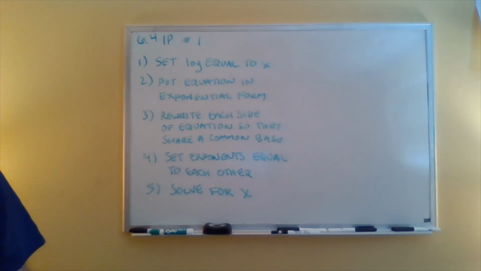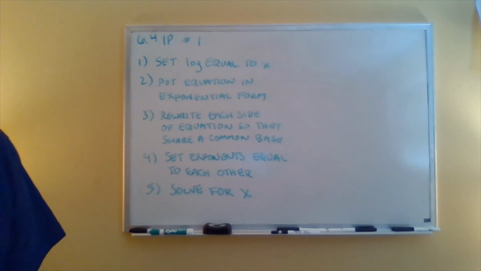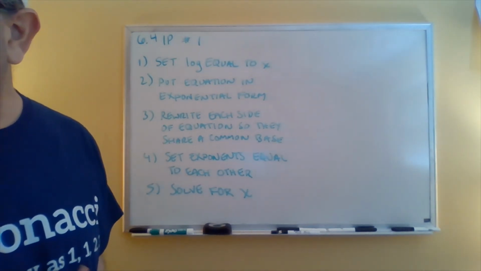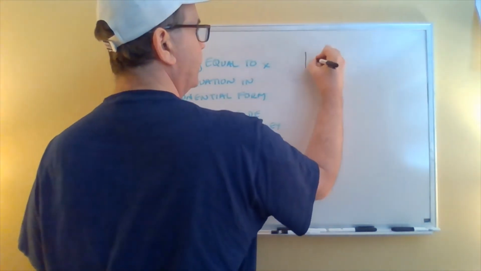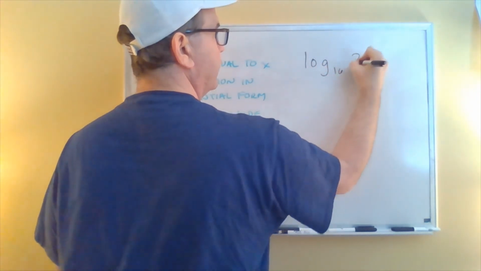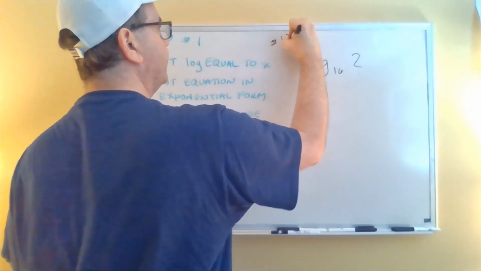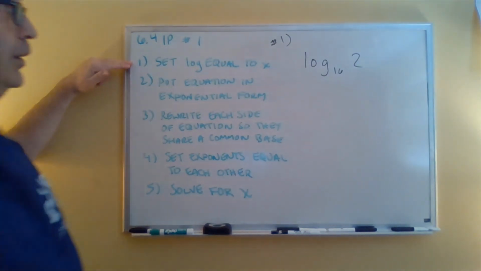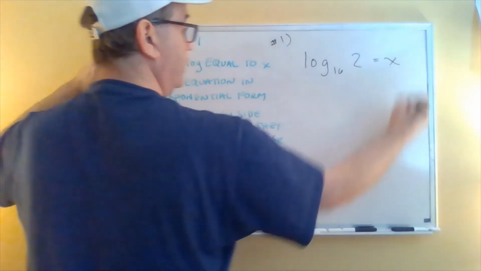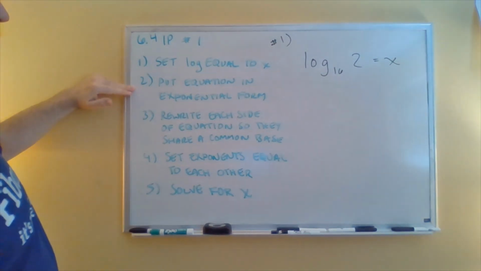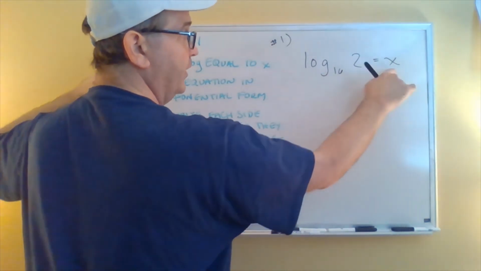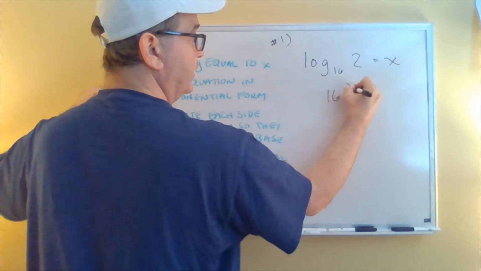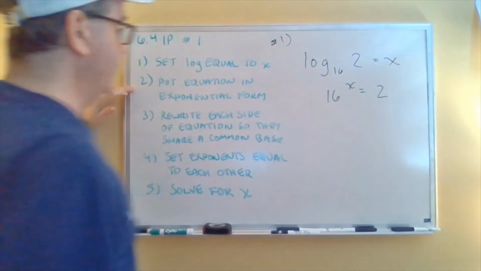So our first number, number 1, is log base 16 of 2. First thing we do is set our log equal to x. Then we put the equation in exponential form. Remember, this is our base, this is our exponent. We're going to have 16 to the x equals 2.